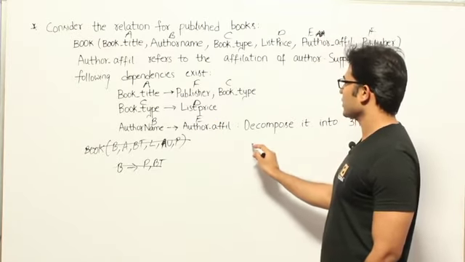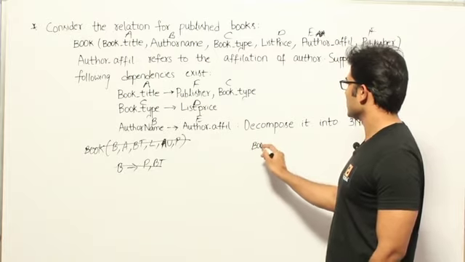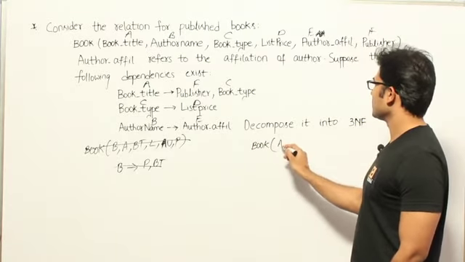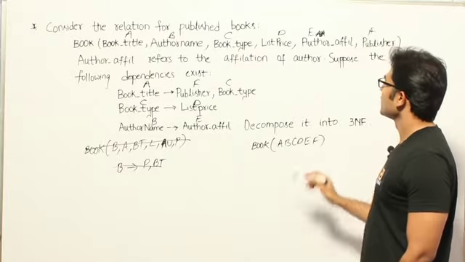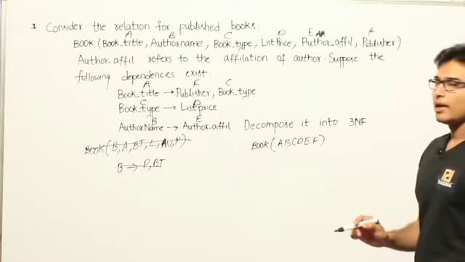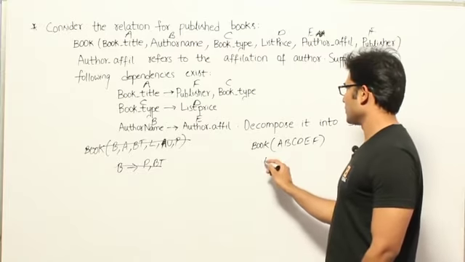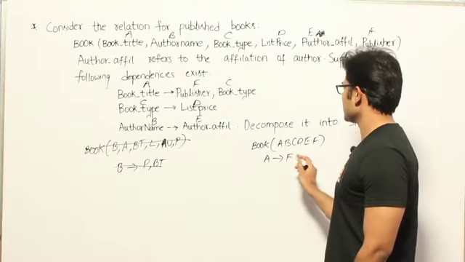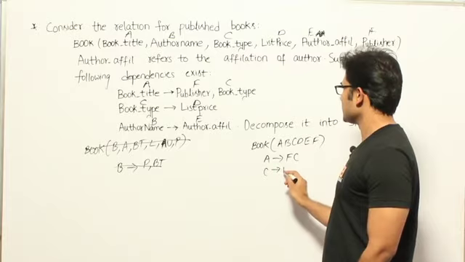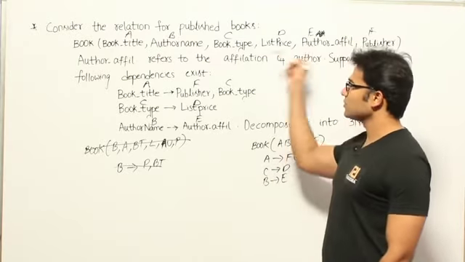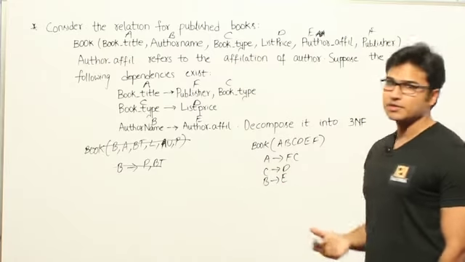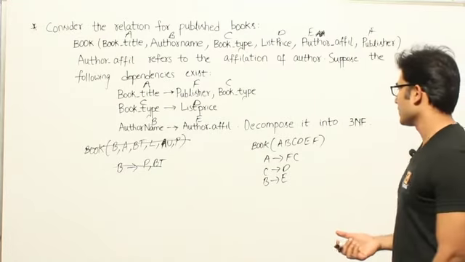The book is the table, or the relation, and it is going to contain A, B, C, D, E, F. And the functional dependencies are A determines FC, C determines D, B determines E. In the exam also they are going to give you this way, so you better follow these conventions, then it will be easy for you to answer them.